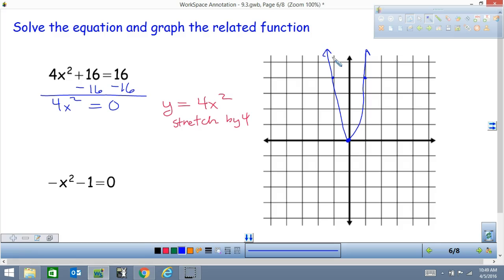So the parabola has one x-intercept. The solution to this equation, when I divide by 4, x squared equals 0, so x equals 0. And the y-intercept is at 0, 0.